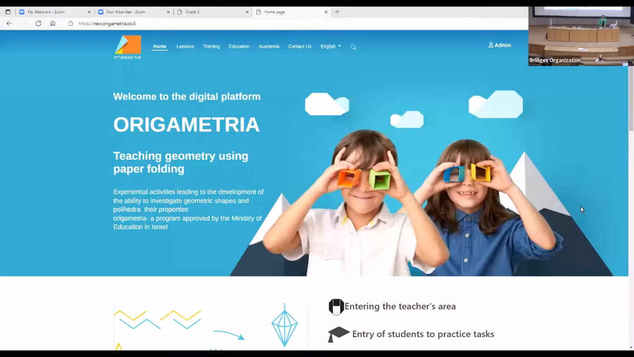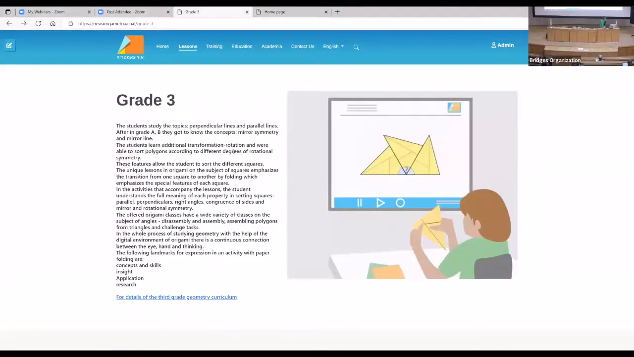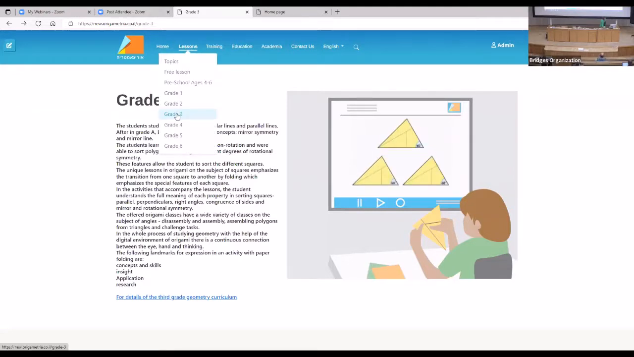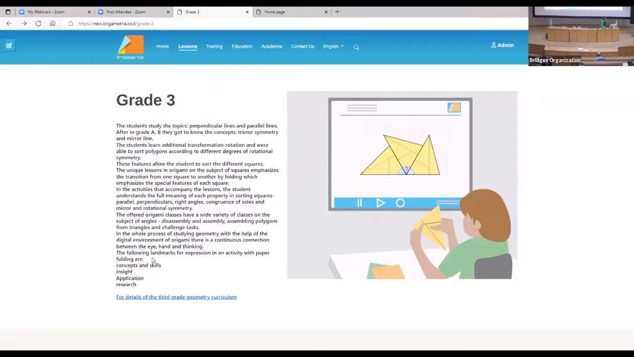So I thought I need to tell you about Origametria, and then I thought it's better you start to fold this morning, and then I tell you about Origametria. So what you see now that I'm showing you, it's, just a minute. Let's move. I show you the Origametria e-learning site, and I'm going to talk from the Origametria site.